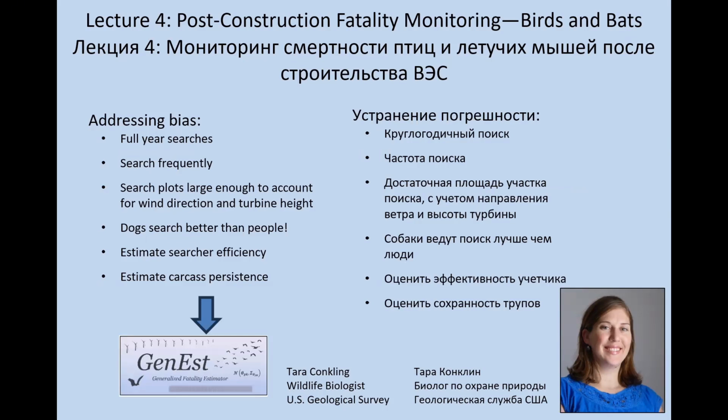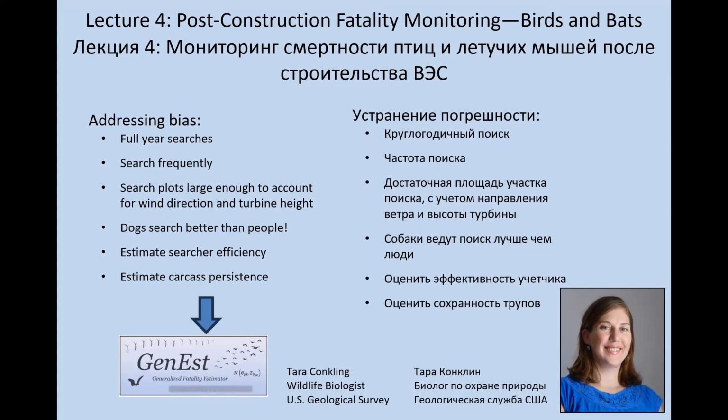There are ways that we can address those sources of bias, right? There are techniques we can use. One of the most important is that we do surveys across the entire year. You shouldn't do surveys just in 1 month of the year, because then you will only understand fatalities in that 1 month. And we know that fatalities in summer will be different than fatalities in winter or during migration seasons.